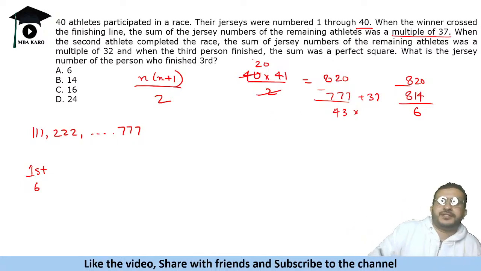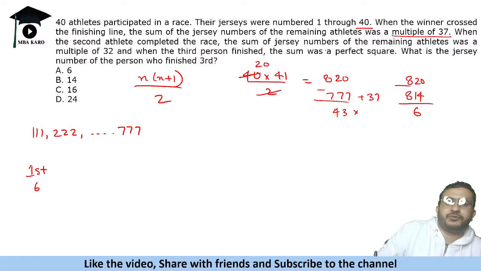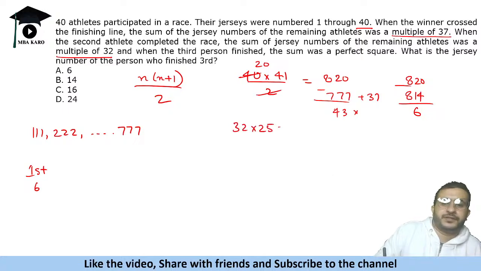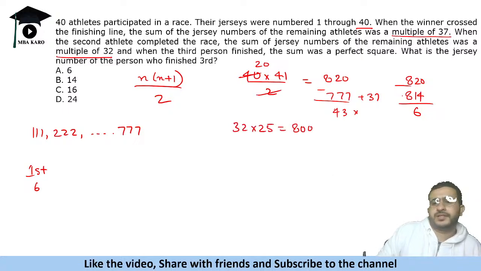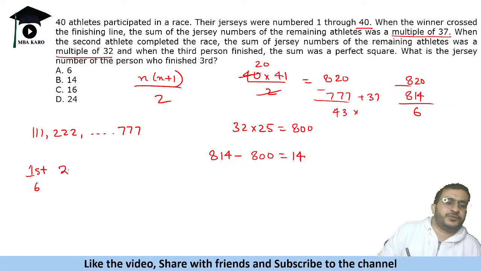Now the second person, it says when the second athlete completed the race, sum of jersey numbers was a multiple of 32. Multiple of 32, 32 into 25 is 800. ठीक है, 814 सम था और 800 दैट इज 14. जो सेकंड आया उसका जर्सी नंबर 14 था. बट उससे हमें कुछ नहीं लेना, हमें निकालना है थर्ड वाले का.